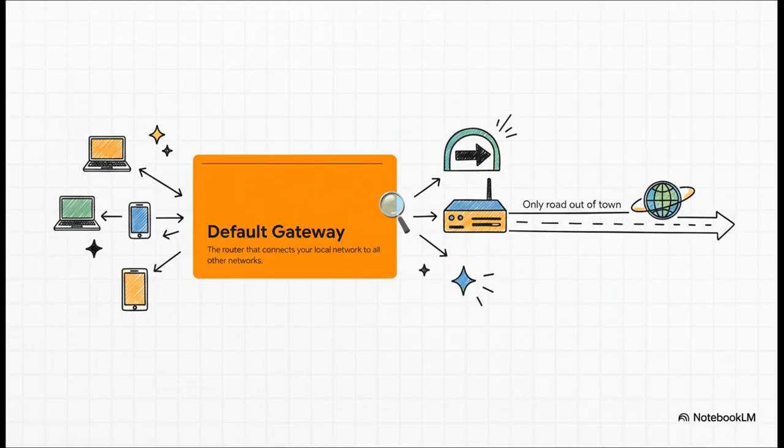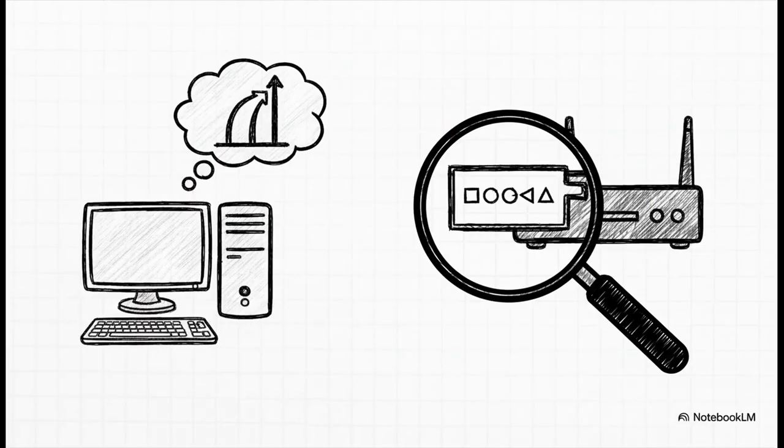Think about it. Every single piece of information trying to leave your house has to go through this one single point. It is literally the only road out of your digital town. Okay, but here's the catch. Your computer knows it needs to send data to the gateway, but that's not enough. It needs to know the gateway's physical hardware address, its MAC address. It's kind of like knowing you need to get on the freeway, but you don't know the exact physical location of the on-ramp. You can't get there without it.